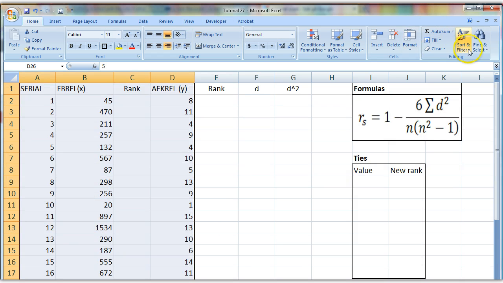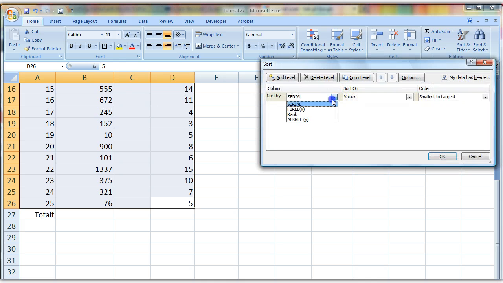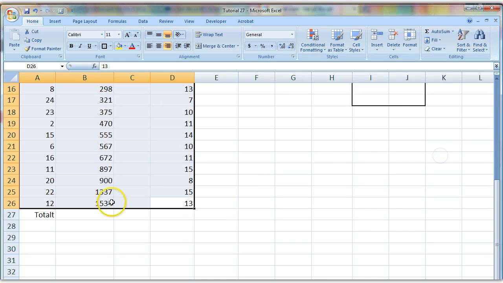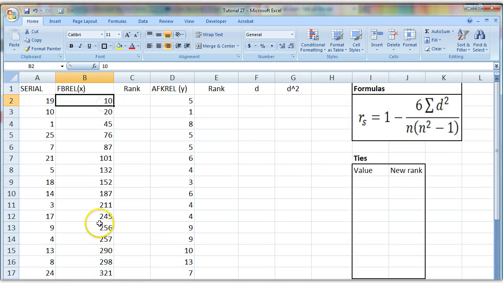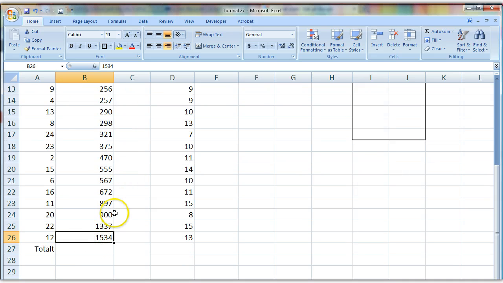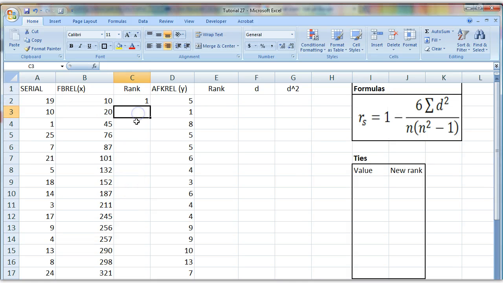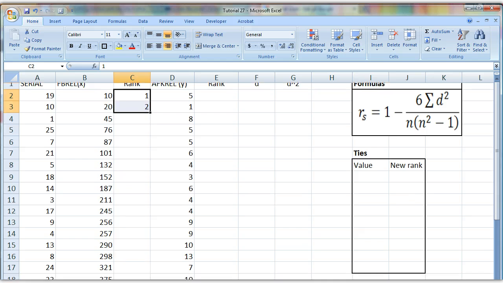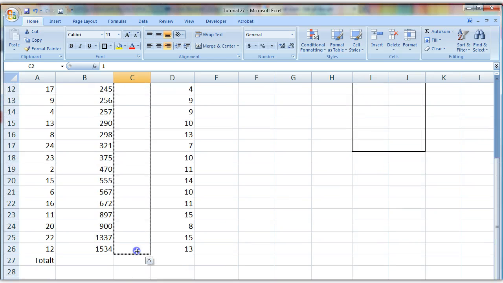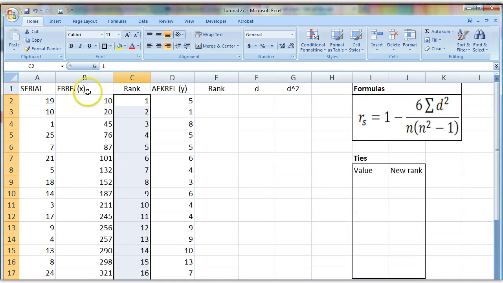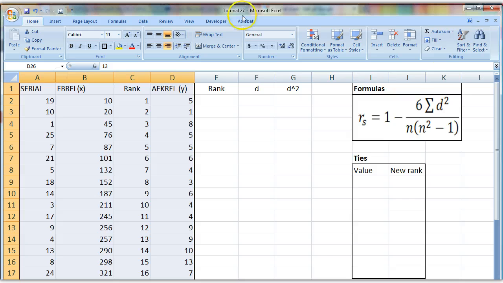I select my data, I go into custom sort, and I choose to sort it by my X variable. So we have the smallest number of Facebook friends up there and the highest number of Facebook friends down there. I start typing in my ranks. We go there. And we move all the way down, and we ranked our values for the X variable from smallest to largest. We have to do the same thing for the Y variable.